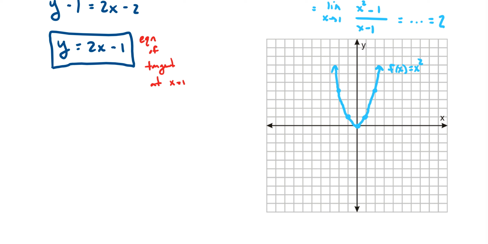So I just plotted some points to try to make it look a little bit accurate. That's f of x equals x squared. And we wanted to find the equation of the tangent line at x equals 1. So here's x equals 1 right here. That's going to give us this point on the curve right here.